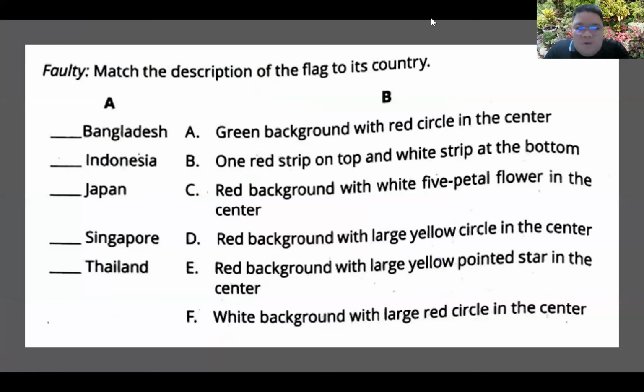Rhea, what can I improve here? None. Desiree, what can I improve for this one? Crystal, what can I improve for this one? Anybody? You can use the raise hand button. What can I improve?